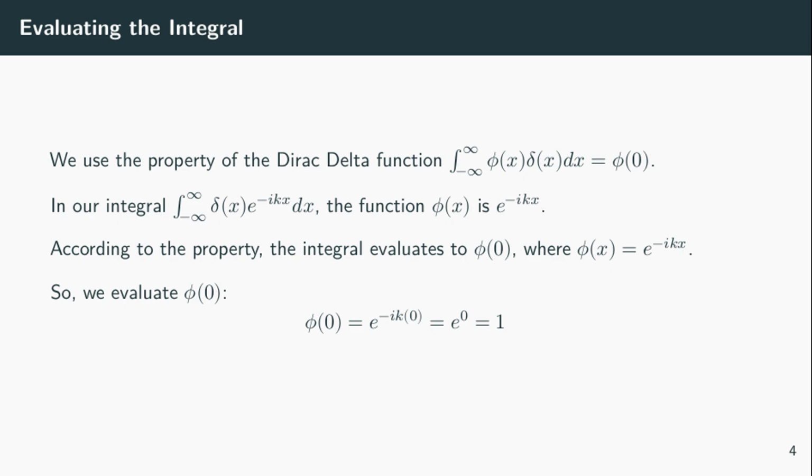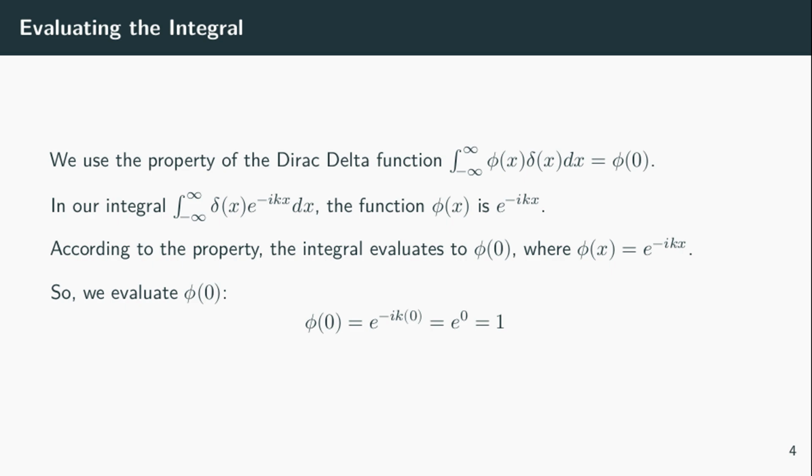The integral from minus infinity to infinity of phi of x times delta of x dx is equal to phi of 0. In our specific integral, which is the integral from minus infinity to infinity of delta of x times e to the power of minus iota kx dx, the function phi of x that's being multiplied by delta of x is this term here, e to the power of minus iota kx. According to the delta function's property, this integral simply evaluates to phi of 0. So we just need to figure out what phi of 0 is when phi of x is e to the power of minus iota kx.